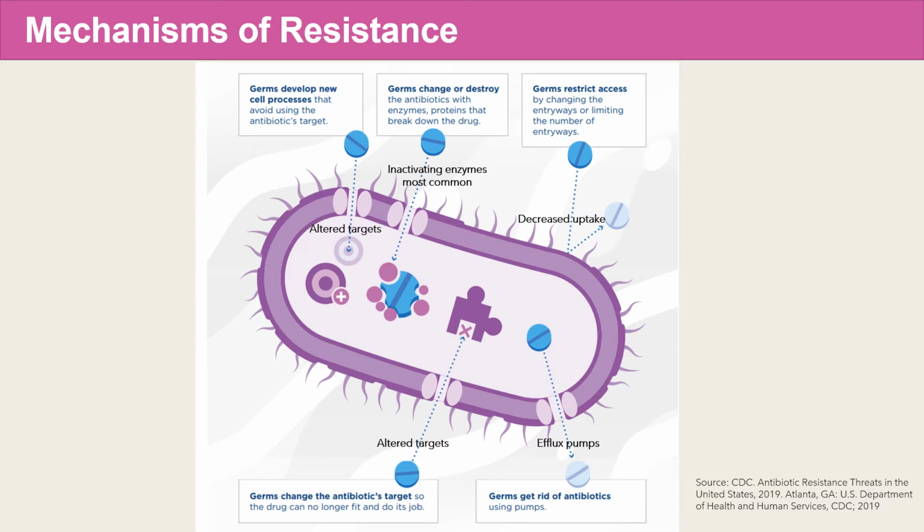So how do bacteria develop resistance? Let's go over some of the key mechanisms. The first way is through enzymatic inactivation, which is the most common mechanism. Bacteria produce and secrete enzymes that destroy the antibiotic. The second way is through decreased permeability. Pathways that are typically used for cellular entry are blocked, preventing antibiotics from reaching the bacterial target site.